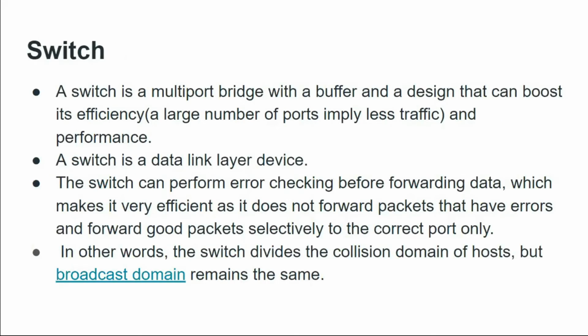The next device is the switch. The switch is also called an intelligent hub. It has the same functionality as a hub, but it does an additional feature. A switch is a multi-port bridge with a buffer and a design that can boost its efficiency and performance. It is also used in the data link layer. The switch can perform error checking before forwarding the data, which makes it very efficient, and it does not forward packets that have errors, or forwards good packets selectively to the correct port only. For a particular port which needs it alone, it will send. It will not send to all ports like a hub. The switch divides the collision domains of hosts, but the broadcast domain remains the same. The broadcast domain remains the same, but the collision domains will be reduced.